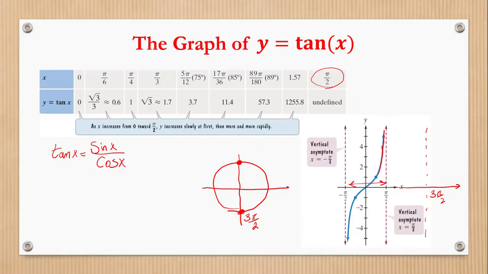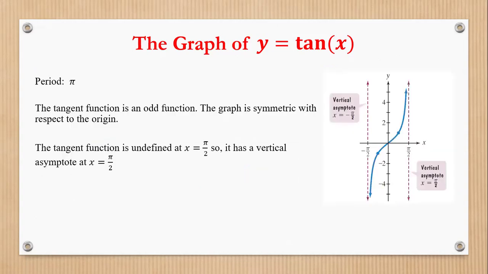So we know that pi over 2 is one vertical asymptote, 3 pi over 2 is one vertical asymptote, and in the negative direction, negative pi over 2 is also a vertical asymptote. That's why we usually graph the tangent function from negative pi over 2 to positive pi over 2. If we want to talk about the properties of the tangent function, the period of tangent and cotangent, both of those functions, is pi.